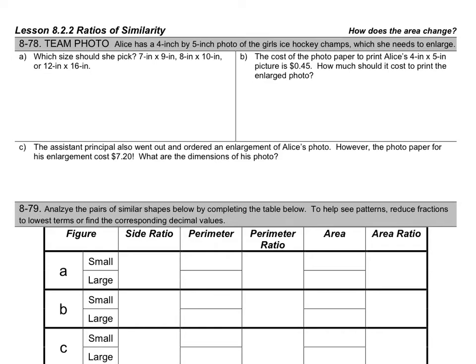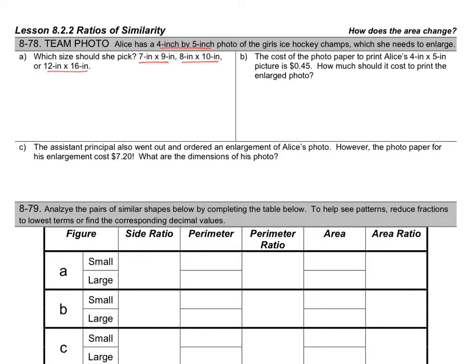Okay, here we go. This is our notes page for lesson 8.2.2, ratios of similarity. Question 8-78. Team photo. Alice has a 4-inch by 5-inch photo of the girls' ice hockey champs, which she needs to enlarge. Part A. Which size should she pick? 7 by 9, 8 by 10, or 12 by 6?